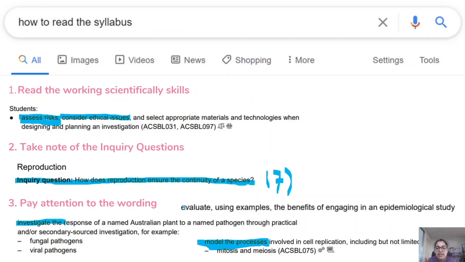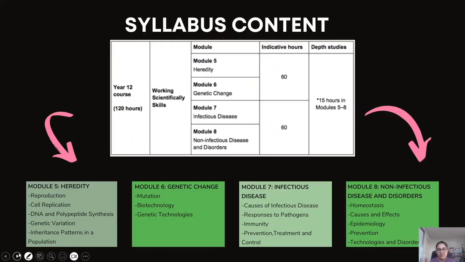You also see things like evaluate this using examples. Sometimes they give the examples that they want you to remember, but they can also say including but not limited to, which means you might want to research a couple of extra examples as well. So let's move on then. This is a little guide to read the syllabus. Start off by reading the working scientifically skills, then take notes of the inquiry questions, and then pay attention to the wording. So here is the syllabus content.